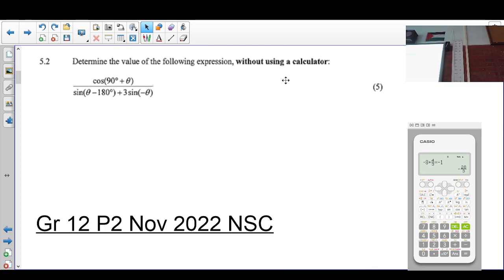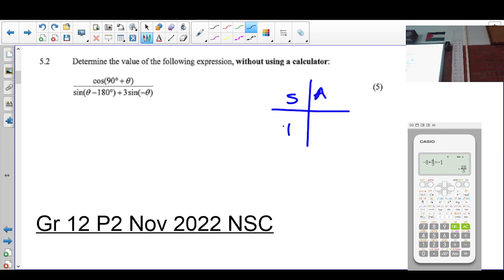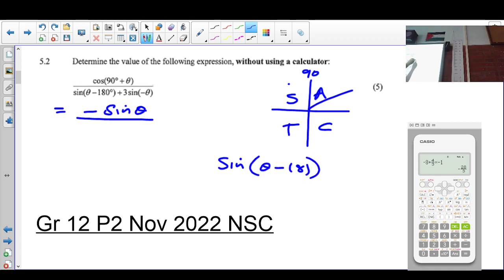Determine the value of the following expression without the use of a calculator. So again, reduction formula comes into play. All stations to Claremont. So 90 plus takes you into the second quadrant. Is cos positive or negative? Negative, although it changes to sine of theta over theta minus 180. Now, if you're looking at sine of theta minus 180, that is your theta angle minus 180, which takes you into that quadrant there, which then tells you that sine is negative sine theta.